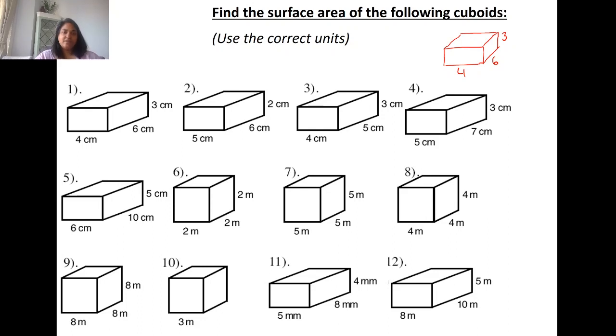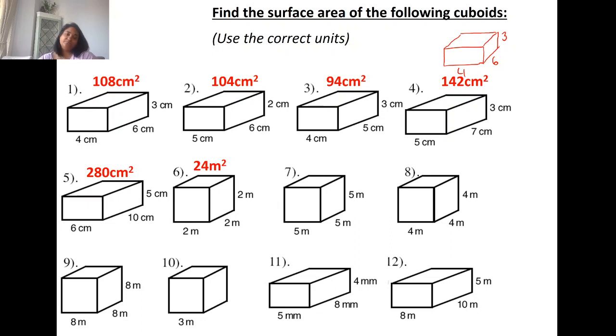Okay, so can you get your mark pens out, please? Okay, get your mark pens out, and you're looking for the final answer, and don't forget those units. So number 1, 108 centimetres squared. Number 2, 104 centimetres squared. Number 3, 94 centimetres squared. Number 4, 142 centimetres squared. Number 5, 280 centimetres squared. Number 6, 24 metres squared.